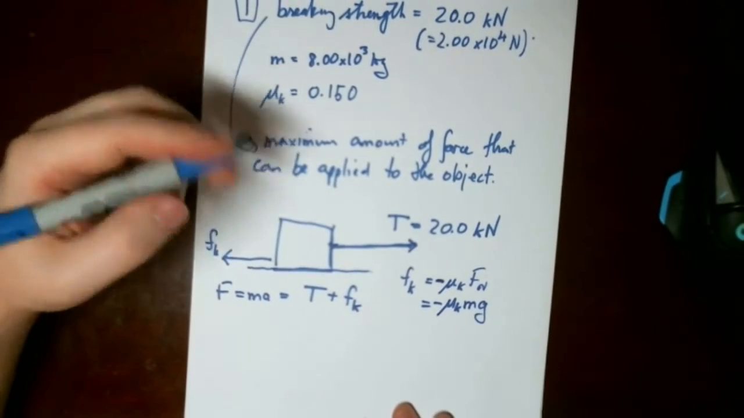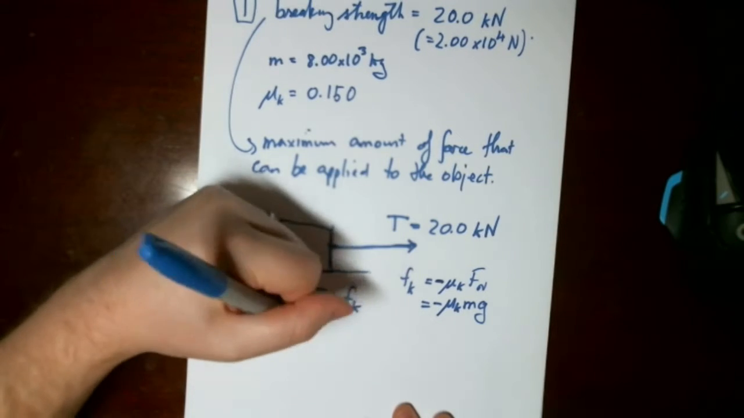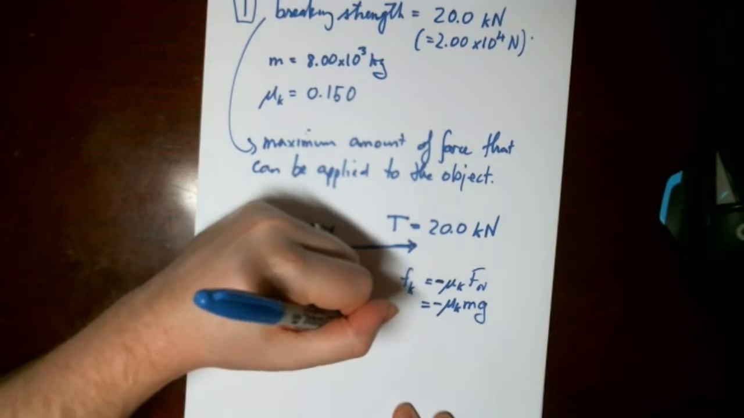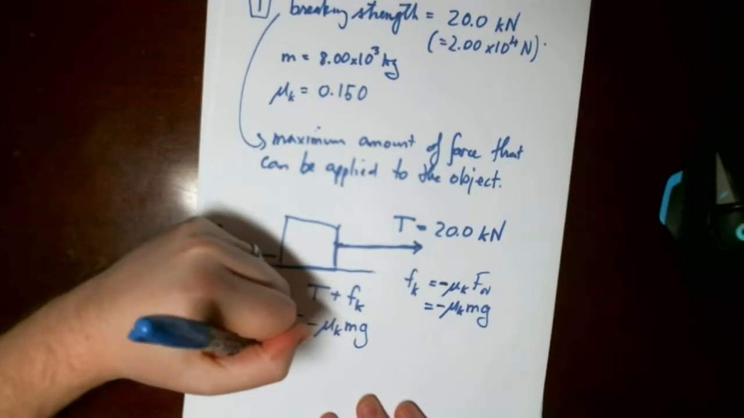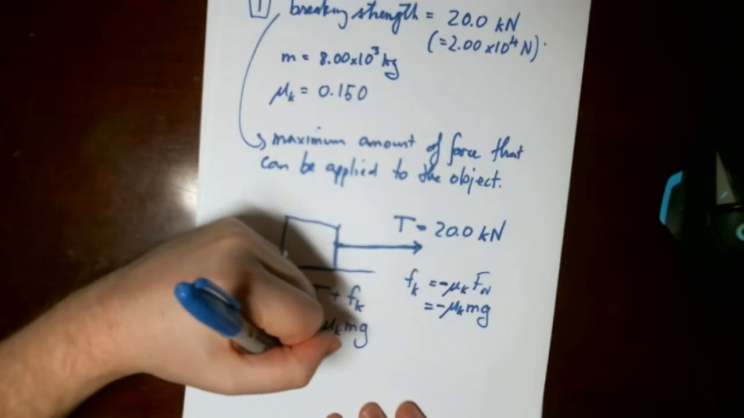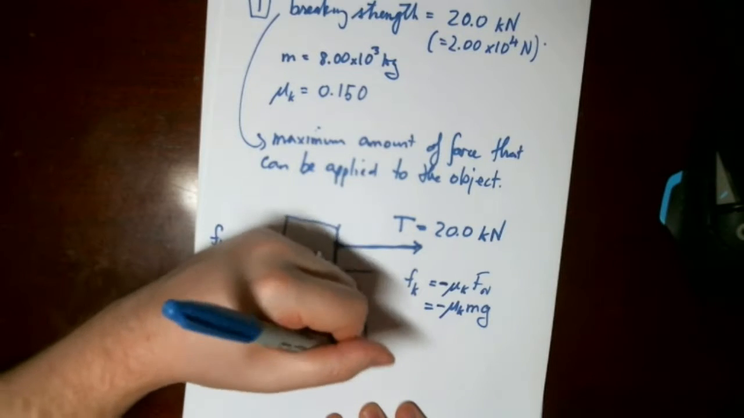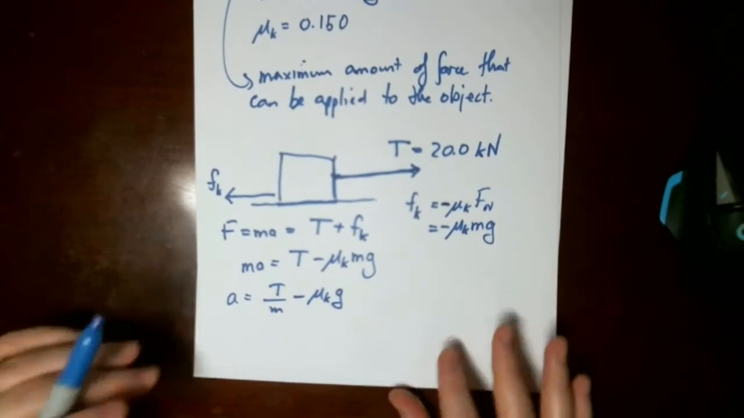So let's write this down. Ma equals the tension force minus mu sub k mg. And we want to find a. So we divide through by mass. We have tension divided by mass, minus mu sub k times the acceleration of gravity. That represents the maximum acceleration we can give this 8 metric ton object before that steel cable will snap and bad things will happen.